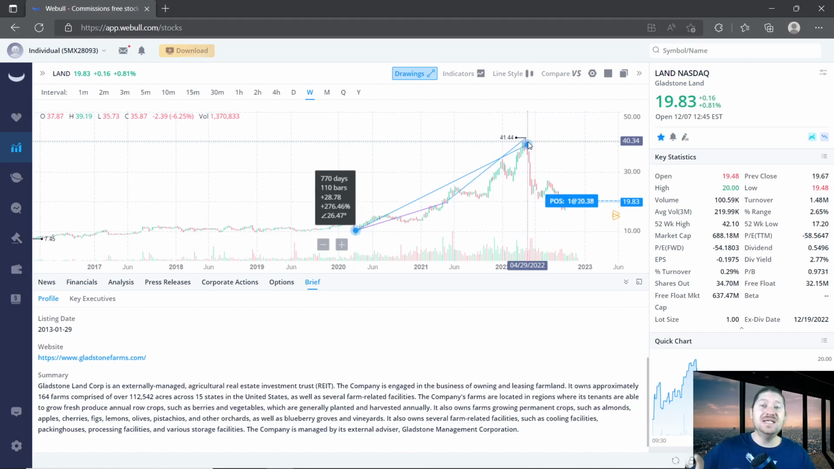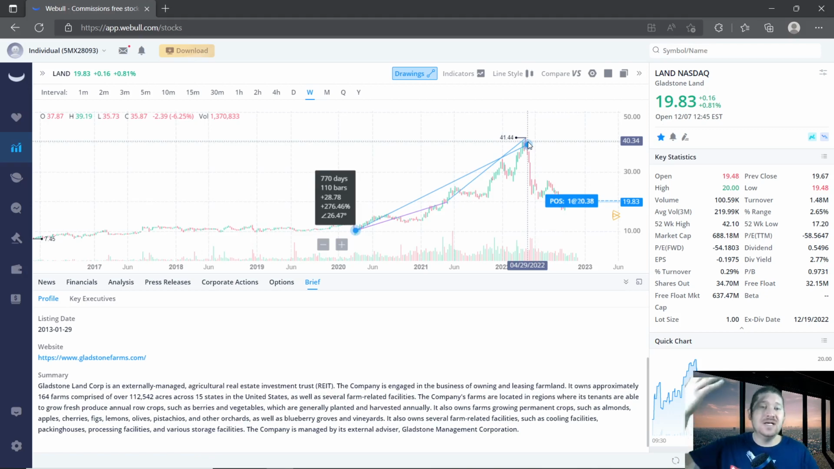Now, land is a REIT, which is so crazy. You guys know I love REITs. I get excited about REITs. And for all of you who don't know what a REIT is, it's a real estate investment trust. And they are obligated by law to pay 90% of their earnings and profits to shareholders just like us in the form of dividends. Now, some of these companies pay monthly dividends and some of them pay quarterly dividends. But either way, they are great assets to add and include into your portfolio.